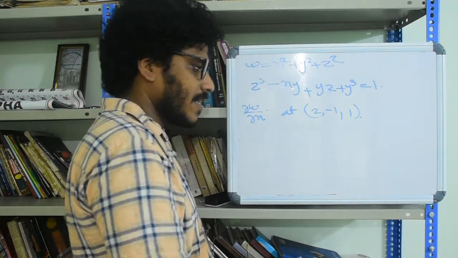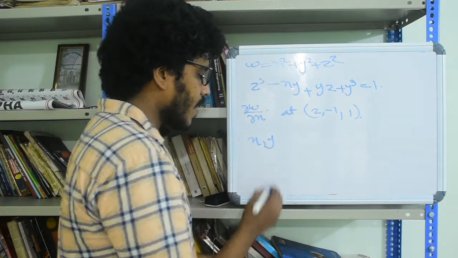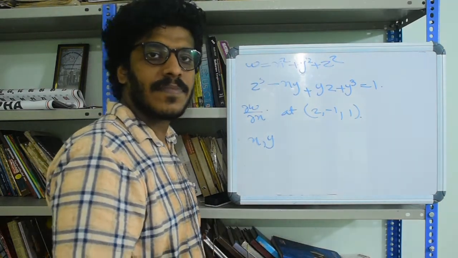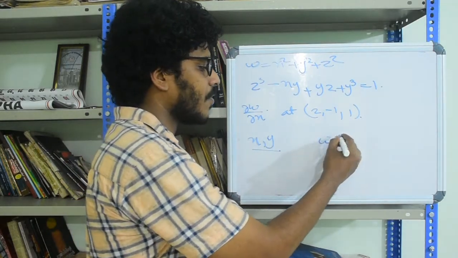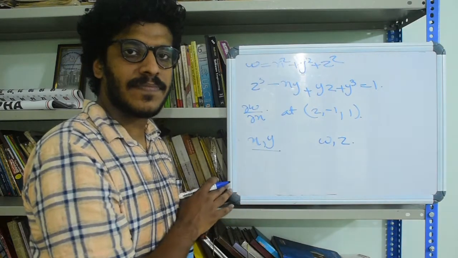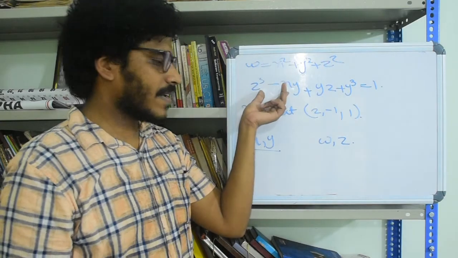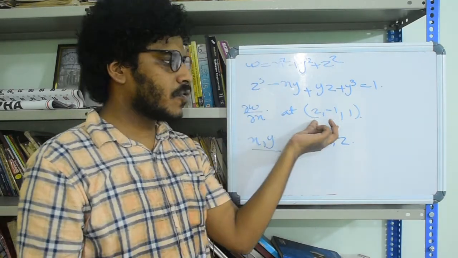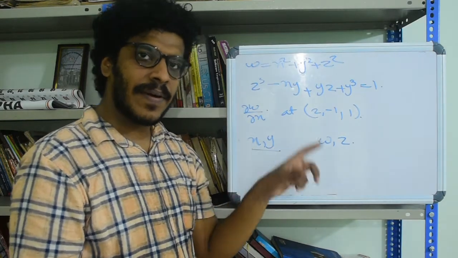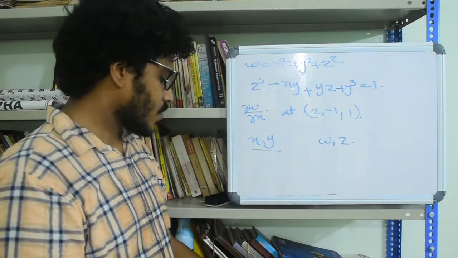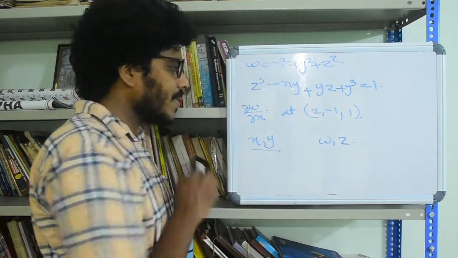So let's fix a choice here. Suppose x and y are the independent variables, and that itself gives us the information that w and z are going to be the dependent variables. Right, so this question is now complete. We have a function, we have a constraint, and we have to find dou w by dou x at 2, minus 1, 1 when x and y are considered to be independent variables. Right, so you can try to solve this.